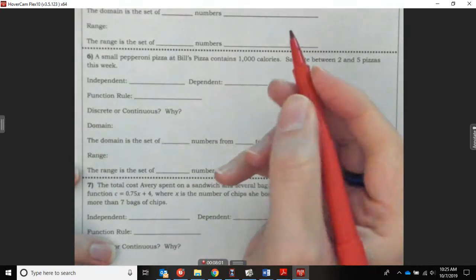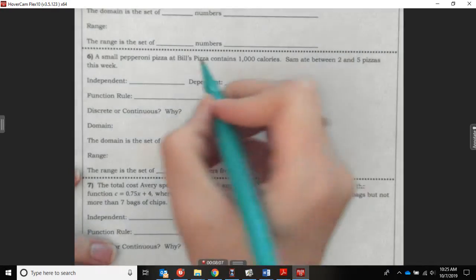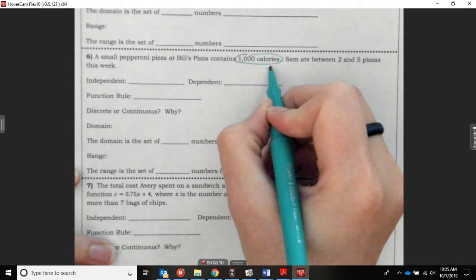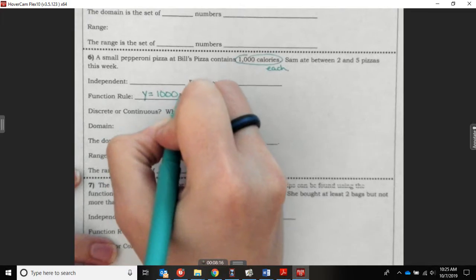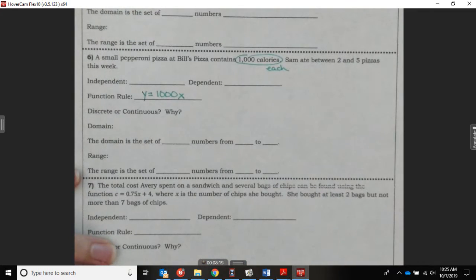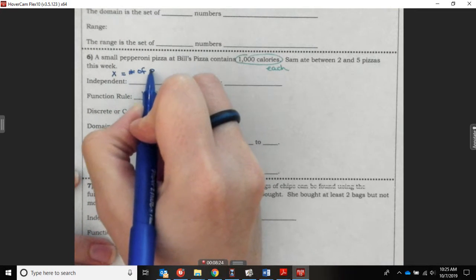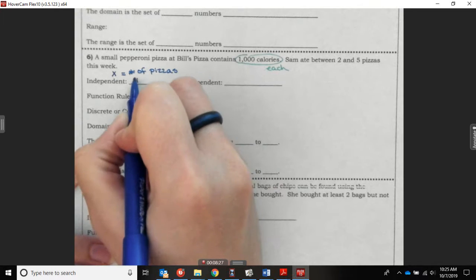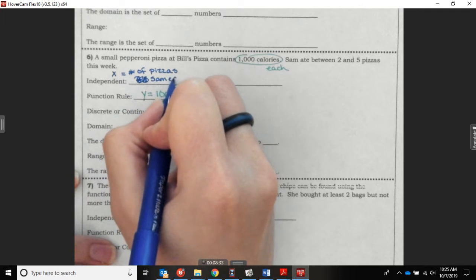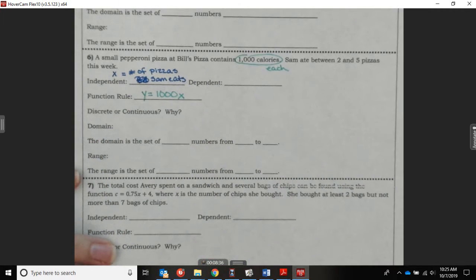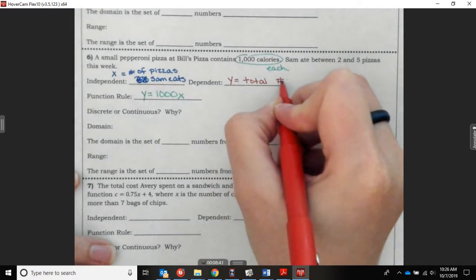Okay, so let's just start with our function rule. Our function rule is that each pizza is 1,000 calories. So my equation is just y equals 1,000x. And here, x, your independent, is the number of pizzas Sam eats, sorry, not Bill. And my dependent is the y, which is the total number of calories.